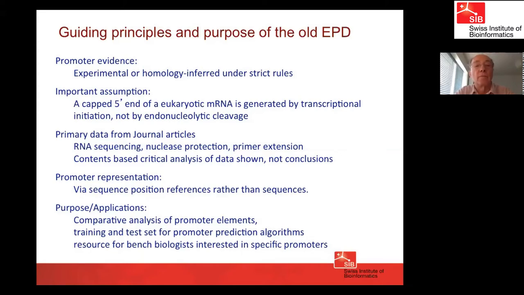The primary data source were journal articles. The experiments that were used at that time to characterize promoters were RNA sequencing, nuclease protection, primer extension. With the exception of RNA sequencing, the other ones are not used anymore. What is important to underline is that the contents is based on a critical analysis of data shown, and that means mostly pictures and not just on conclusions reported by the authors. So it was a lot of work to read all these articles.